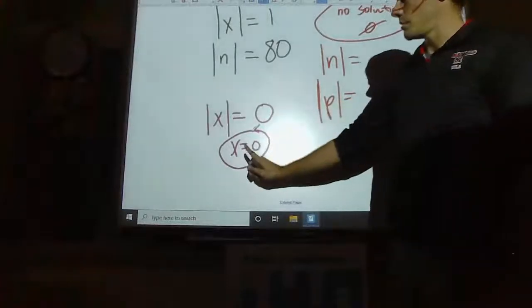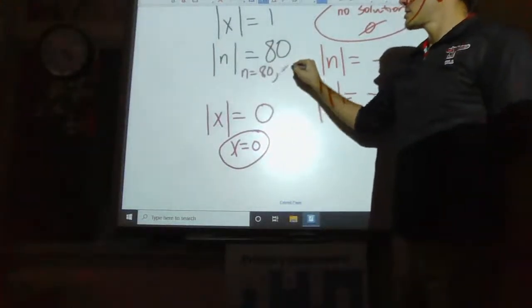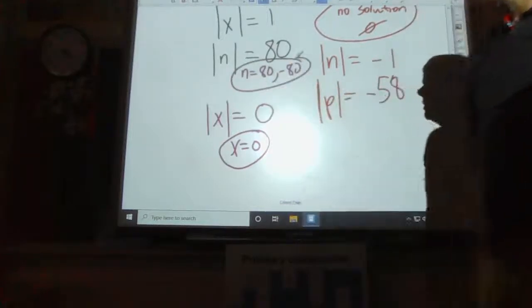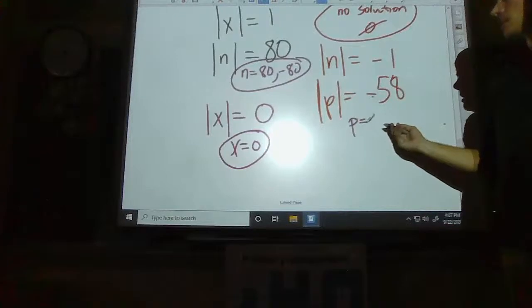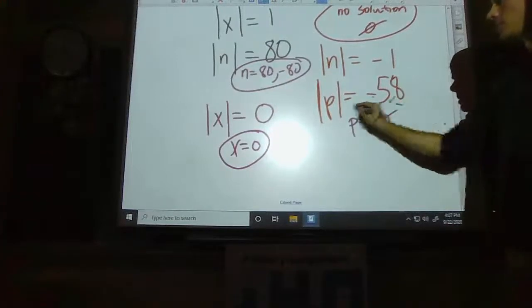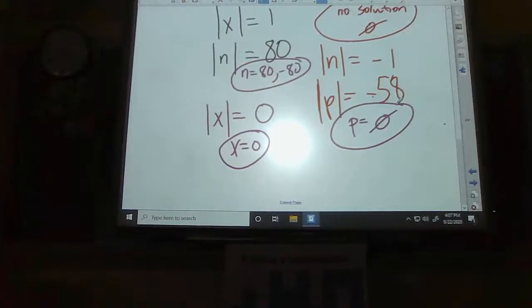So if it's 0, you'll have 1 answer. If it's a positive number, you'll have 2 answers. And if it's a negative number, you're not going to have any answer, right? No solution. There is no answer to that one. So that's kind of the way you can keep it straight whenever they have a very, very simple equation. All these equations are extremely simple.